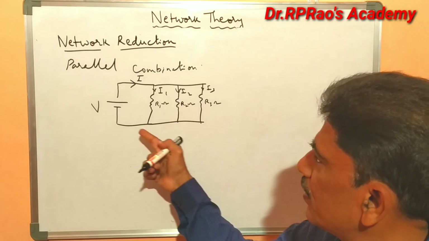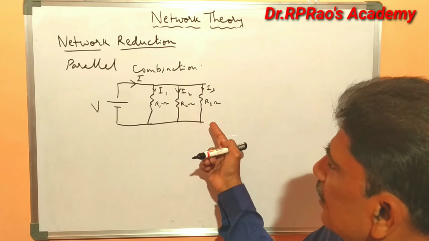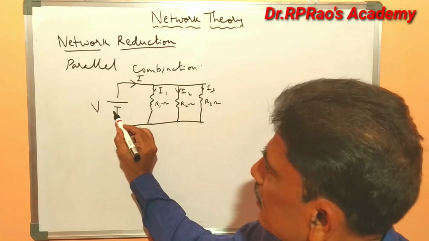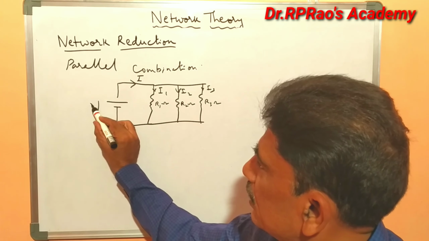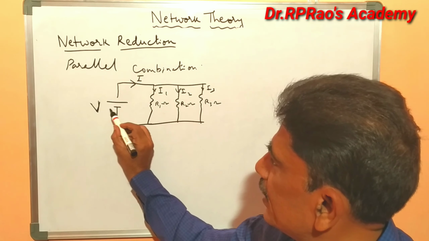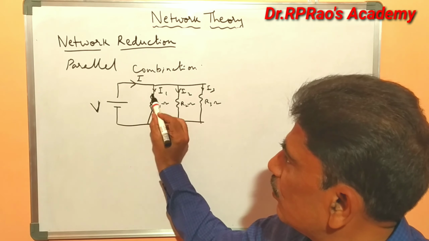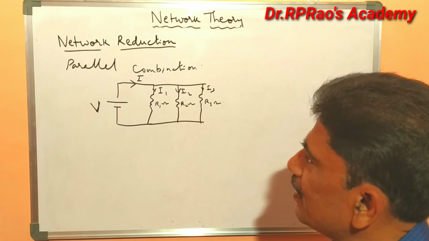So the voltage drop across these resistors will be the same. Why? Because they are in parallel. They are parallel to the supply voltage. So the voltage is V. The voltage drop also will be the same.